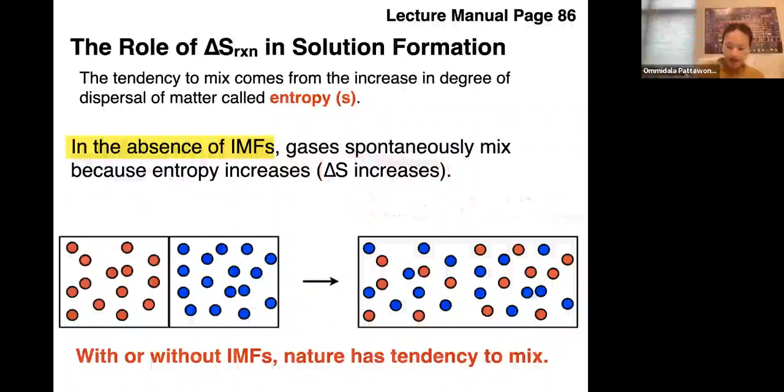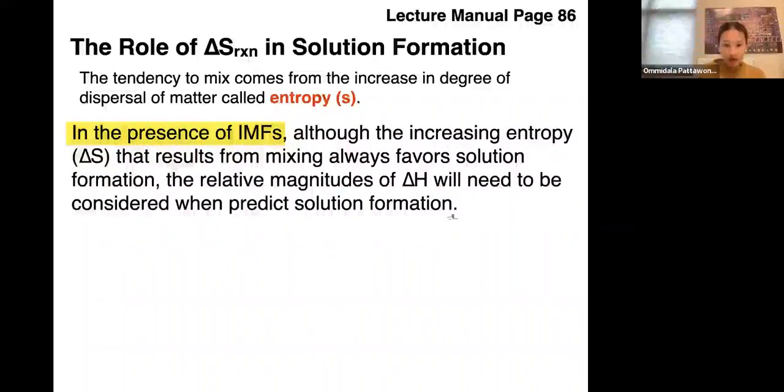This means that in the absence of IMF, we do not need to consider the delta H, right? The only thing that is going to govern the spontaneity of the solution formation would be the entropy change, right? And for the solution formation, the entropy change is always going to increase. The reason for that is because when you mix something, right, it's always going to increase the degree of dispersal of matter. In the presence of IMF, though, we will need to take into account the relative magnitude of the delta H in order to predict the solution formation.